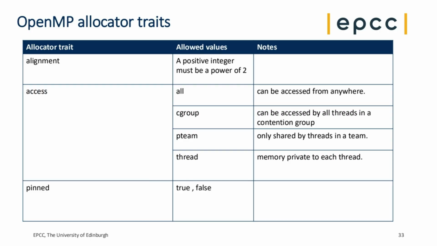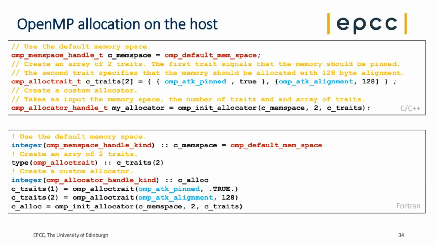And finally, you can have pinned memory. You can indicate that as well. This will be something that applies to memory that's been allocated on the host. And all of this, I think I mentioned at the start, you could use for memory that's allocated on the device, but it also applies to memory allocated on the host. So here's a code example of how you would set this up.